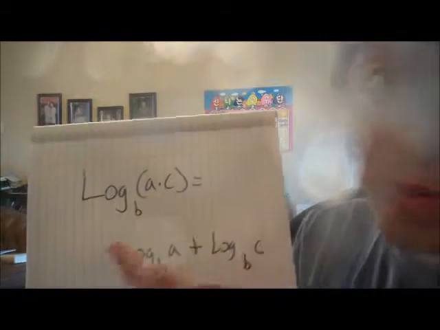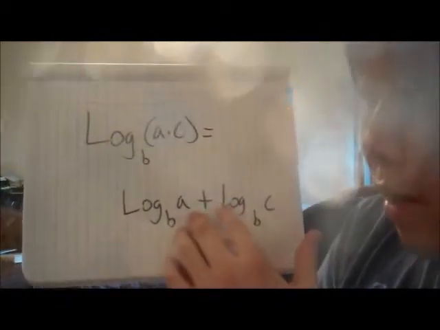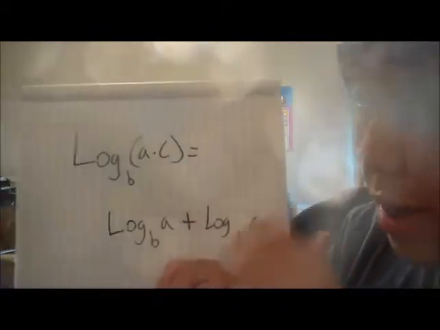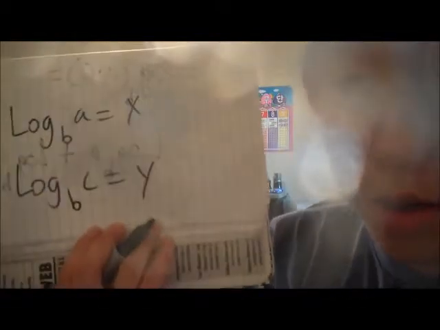Alright, hi guys, sorry for the delay. So we know that the other major property of logarithms, guys, is that log base b of a times c is equal to log base b of a plus log base b of c, right? Now guys, let's say that log base b of a is equal to x, and log base b of c is equal to y, alright?